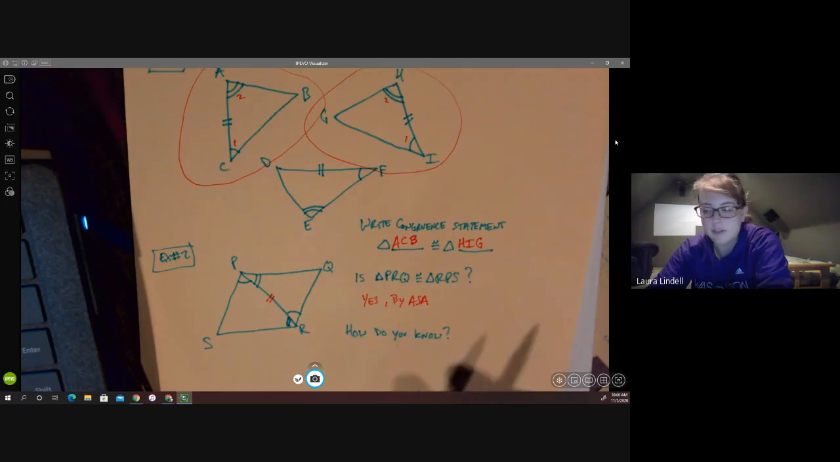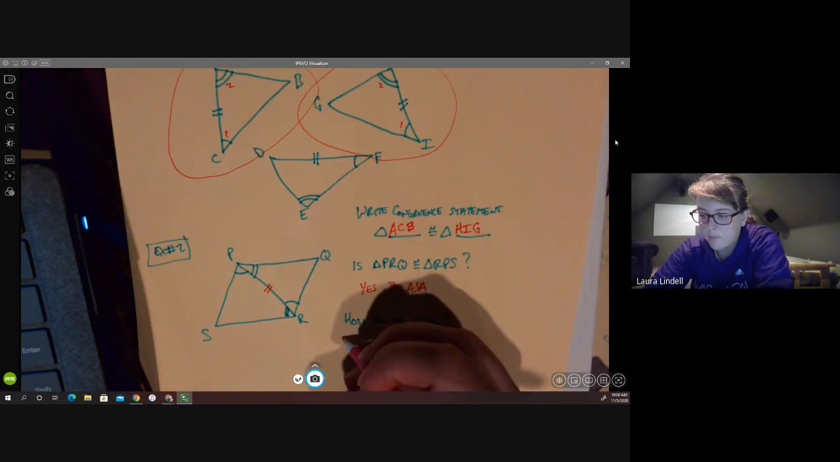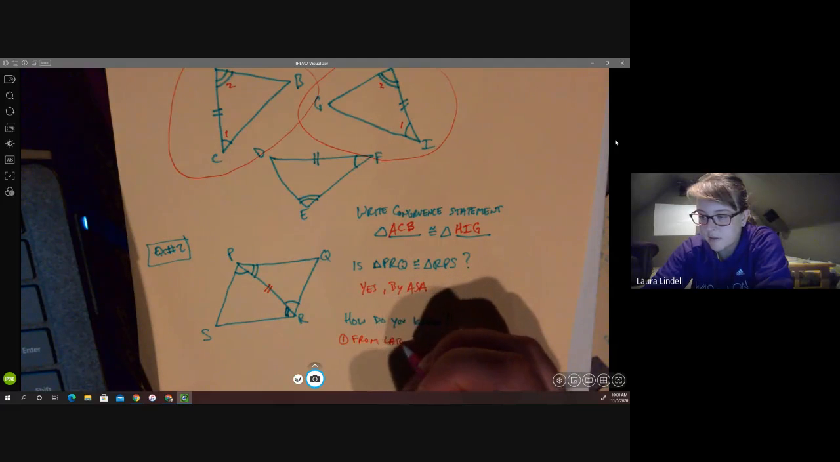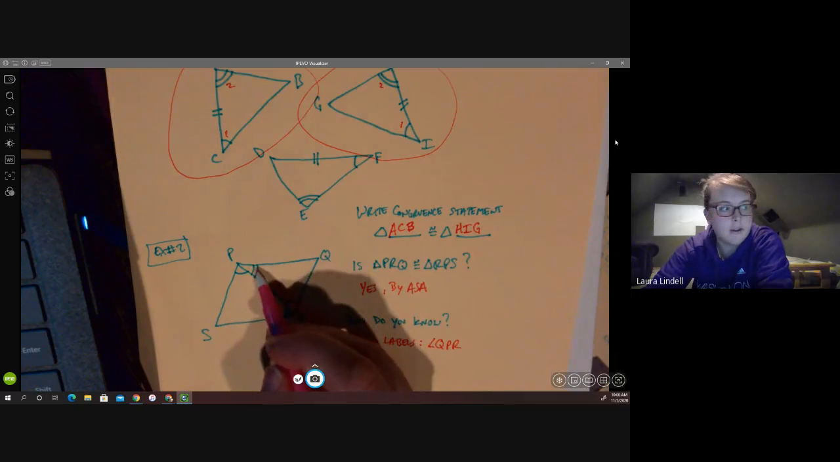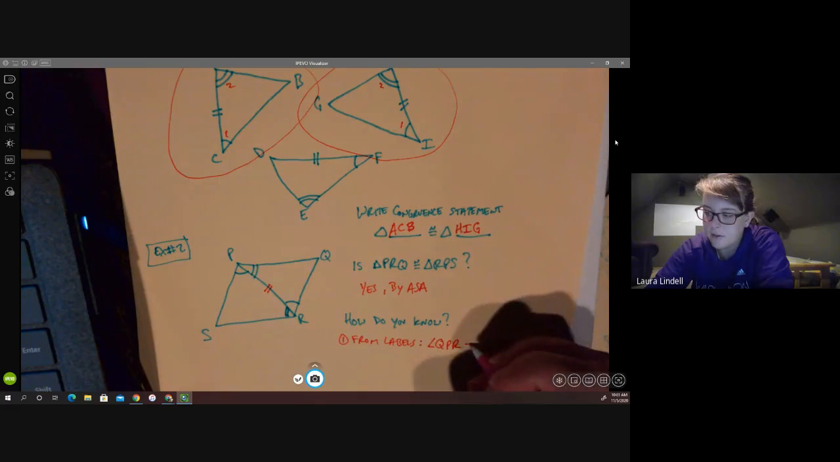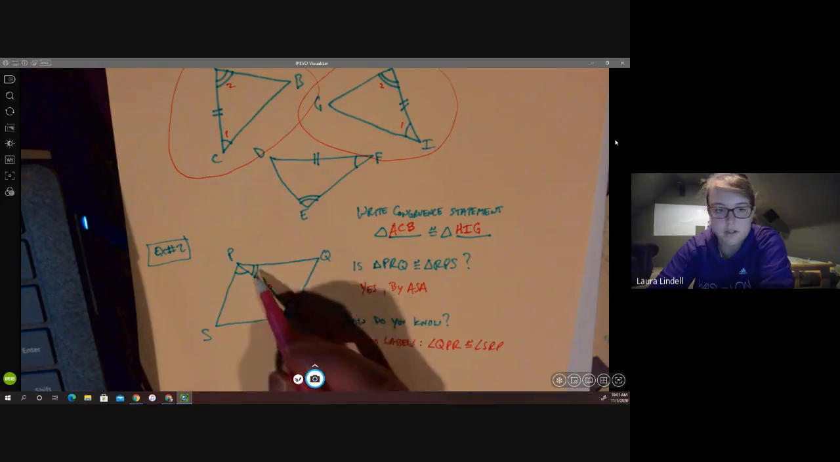And then if we were going to list how do you know? Well, we would say from labels already in the picture, we know angle QPR, this one right here, is the same as angle SRP, this one right here, because they both have those double arcs in the corner.